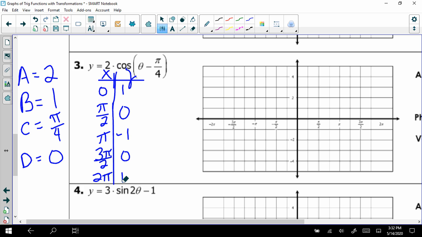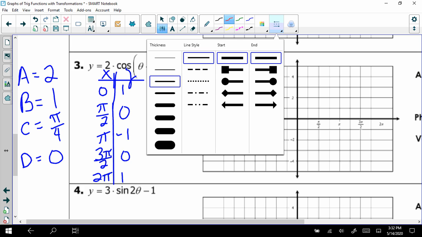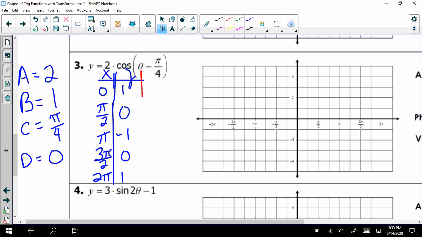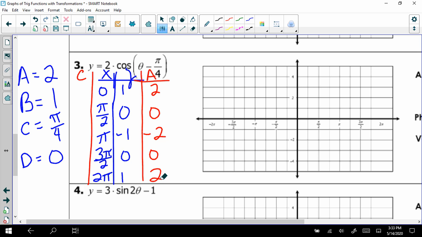All right, so the A is a vertical flip, compression, or stretch. That is going to affect the range, and I'm going to multiply. B is 1, so it doesn't do anything. If it was anything other than 1, I would need to divide the domain. The C is pi over 4, so I'm going to add pi over 4. Notice for A, you're going to multiply. 1 times 2, 0 times 2, negative 1 times 2, 0 times 2, 1 times 2.